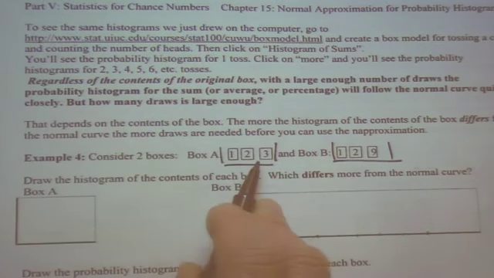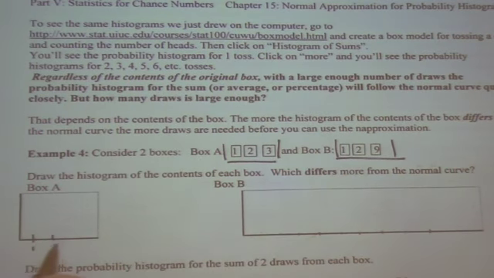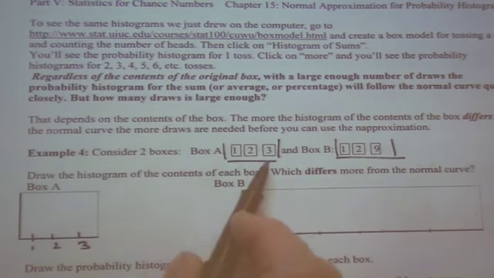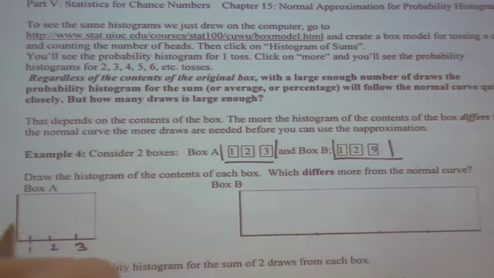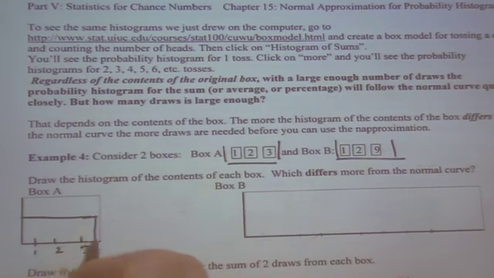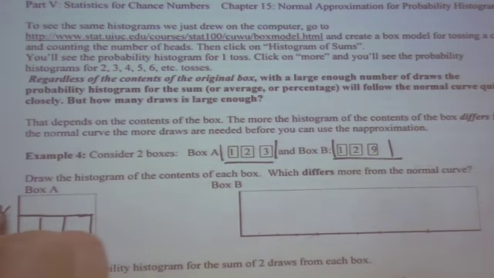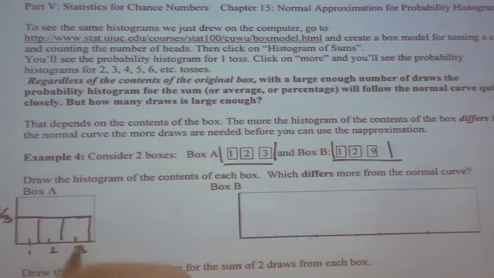Watch. For this one, we have 1. We can get a 1, a 2, and a 3, all with equal likelihood. So we'll just draw 1, 2, 3. And all of these blocks will be 1/3 high. All right, add up to 100.